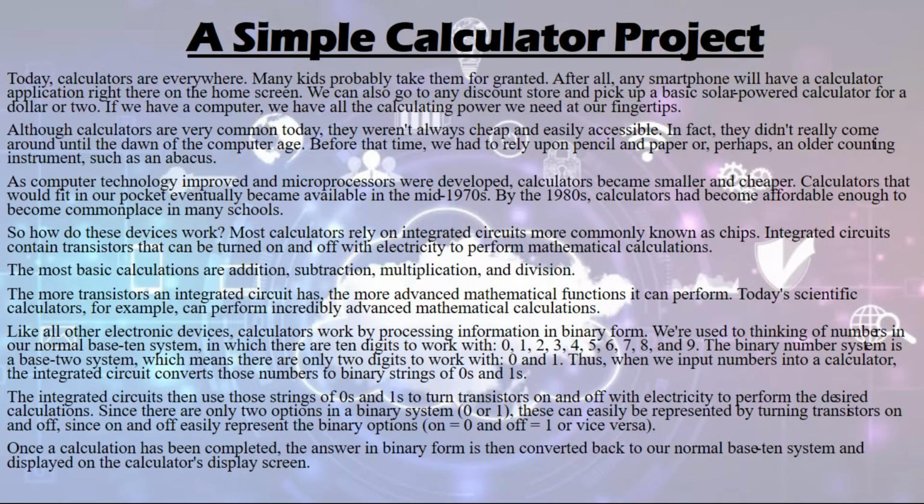Like all other electronic devices, calculators work by processing information in binary form. We're used to thinking of numbers in our normal base 10 system, in which there are 10 digits to work with: 0, 1, 2, 3, 4, 5, 6, 7, 8, and 9. The binary number system is a base 2 system, which means there are only 2 digits to work with: 0 and 1.